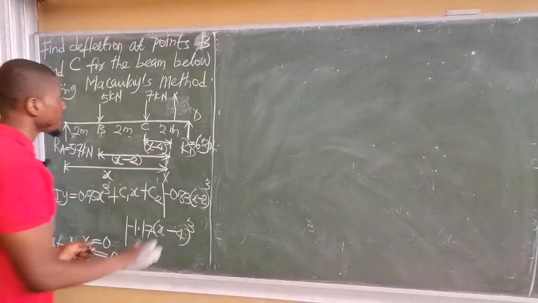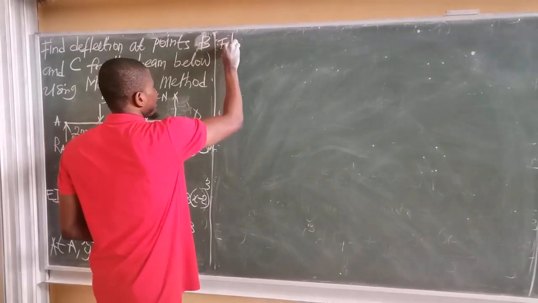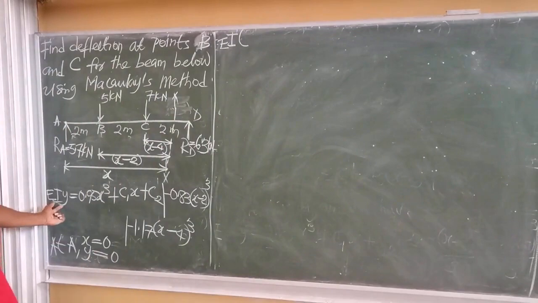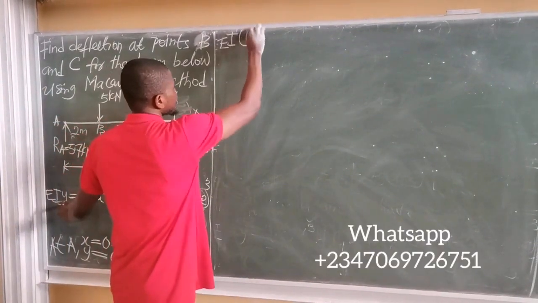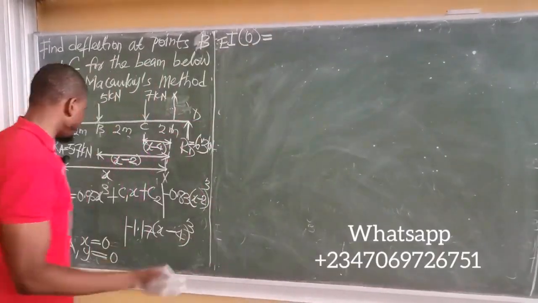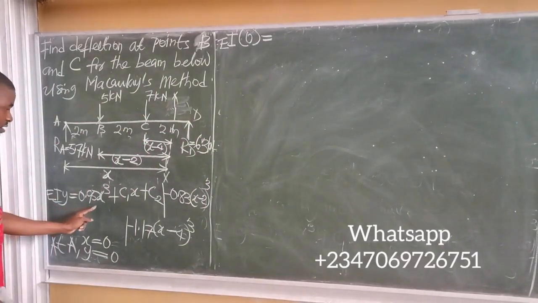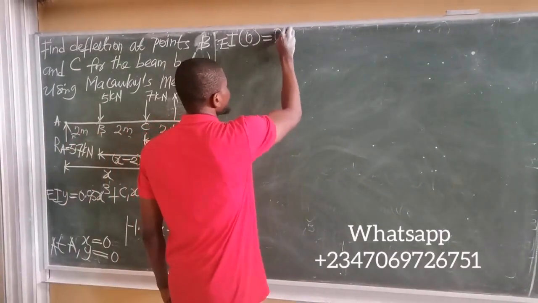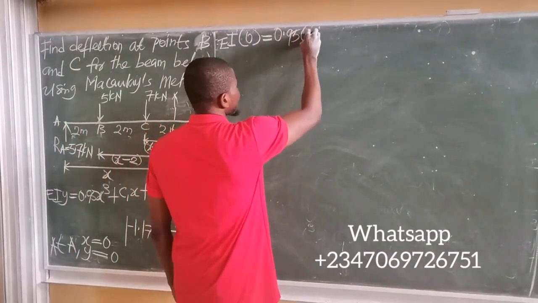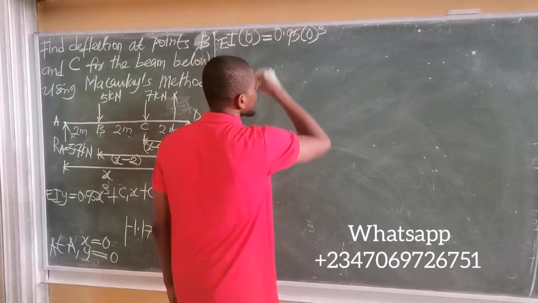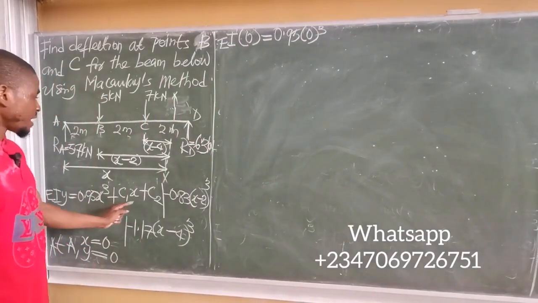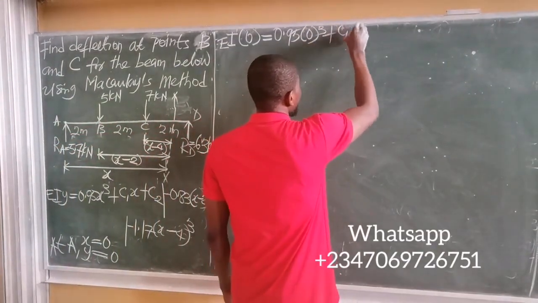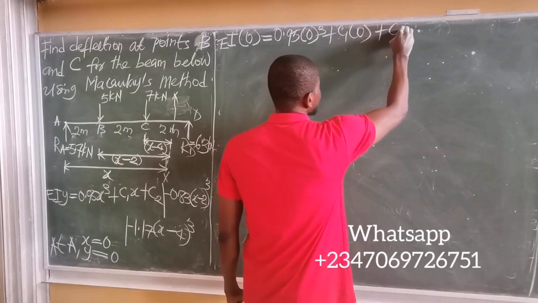So we now have EI. In place of y now, we simply said y is 0. So in place of y here, we simply put in the value as 0. And this is now equal to, here we have 0.95x cubed, but x is 0. So in place of x there, we'll simply put in the value as 0 cubed, plus c1x. In place of x here, also put in 0, plus c1 into 0, plus c2.